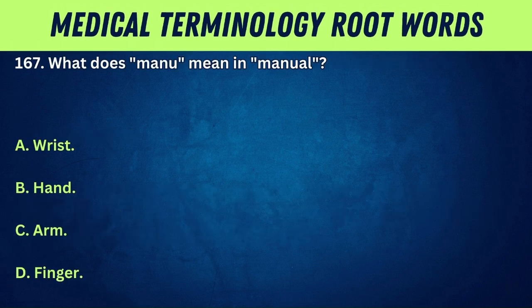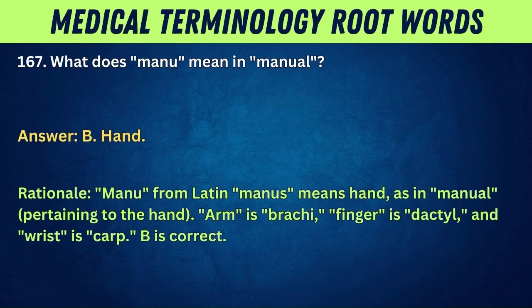167. What does manu mean in manual? A. Wrist. B. Hand. C. Arm. D. Finger. Answer: B. Hand. Rationale: manu, from Latin manus, means hand, as in manual, pertaining to the hand. Arm is brachi, finger is dactyl, and wrist is carp.